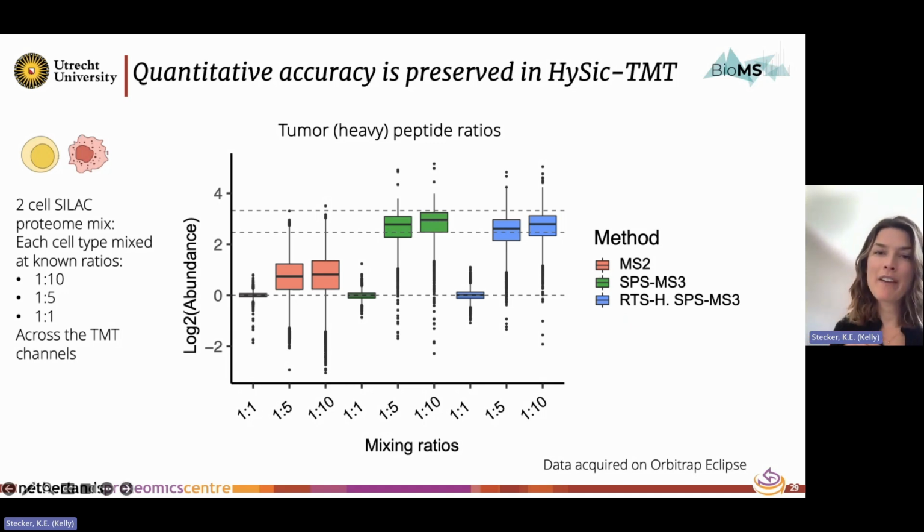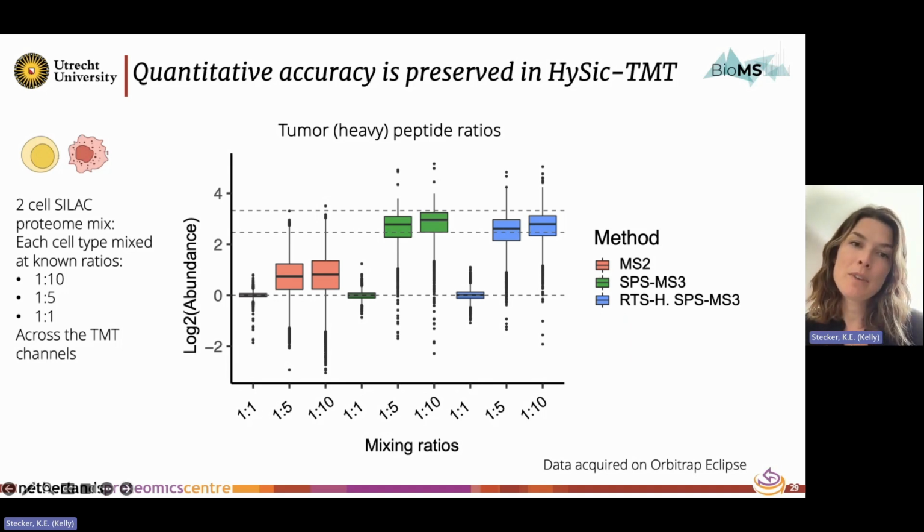And then in blue, we have the real-time searching, where in this case, I'm showing we're specifically searching for heavy peptides for SPS MS3 quantitation. And what you can see is that the MS2 method is not accurate for the quantitation, which is known and to be expected. And to be fair, the complexity of our mixed proteome sample with the Select labels is very high. So the quantitative accuracy is probably even worse than a standard proteome.